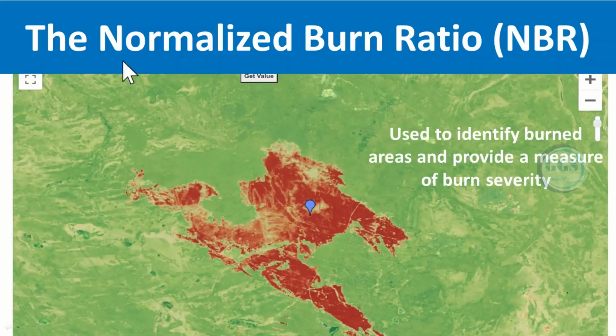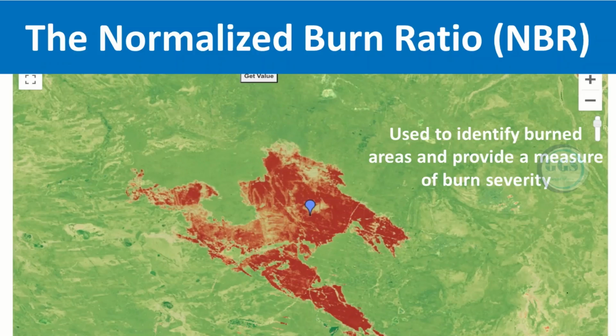In this video, I want to take you through the normalized burn ratio. The normalized burn ratio is one of the vegetation indices used to identify burn areas and provide a measure of burn severity, such that in a field or forest or in an area under study, you can use this index called normalized burn ratio to identify areas that were burned.